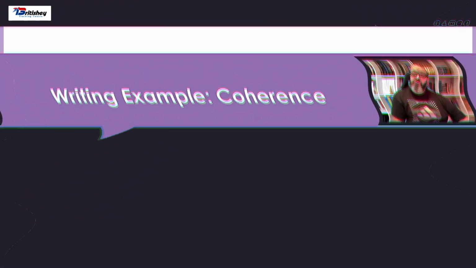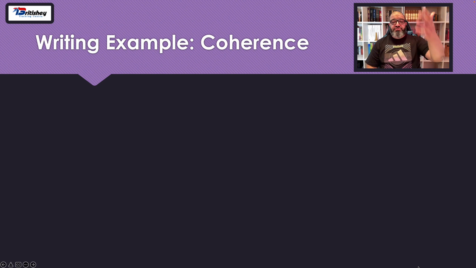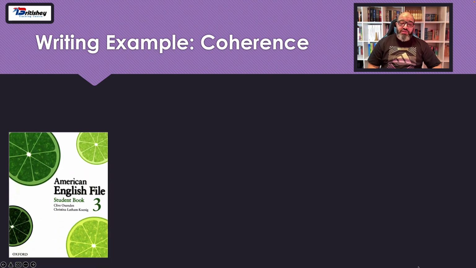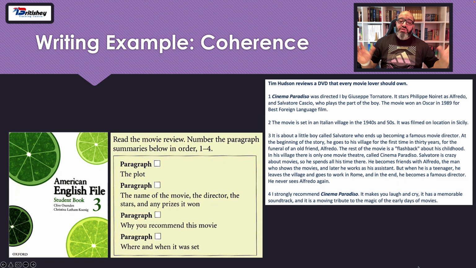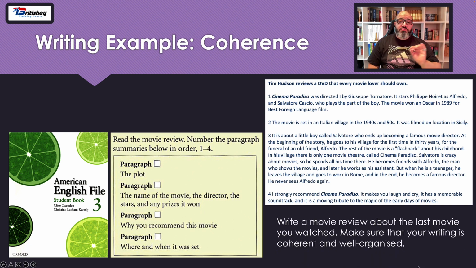And an example for writing. And let's assume that Rami has a problem with coherence. And coherence is organizing ideas in a piece of writing. And then I used American English File and read the movie review, number the paragraph summaries below in order 1 to 4. And then here is the passage 1, 2, 3, 4, and he's supposed to rearrange. And after that, after rearranging, the question is, write a movie review about the last movie you watched. Make sure that your writing is coherent and well organized.